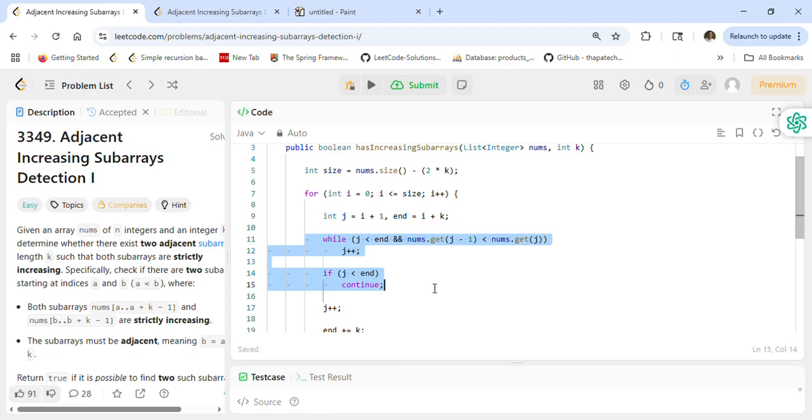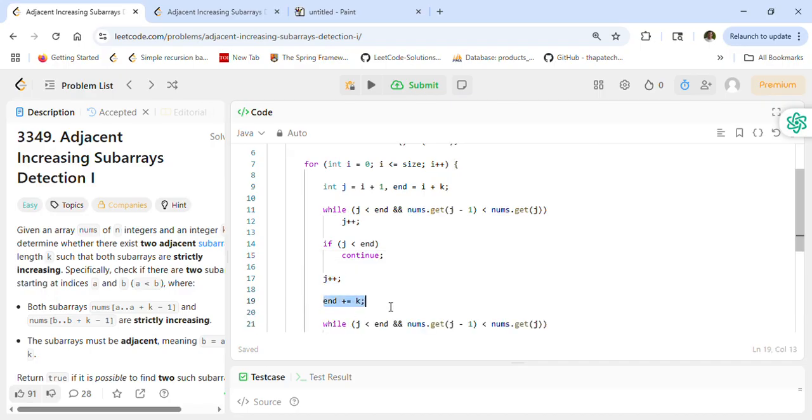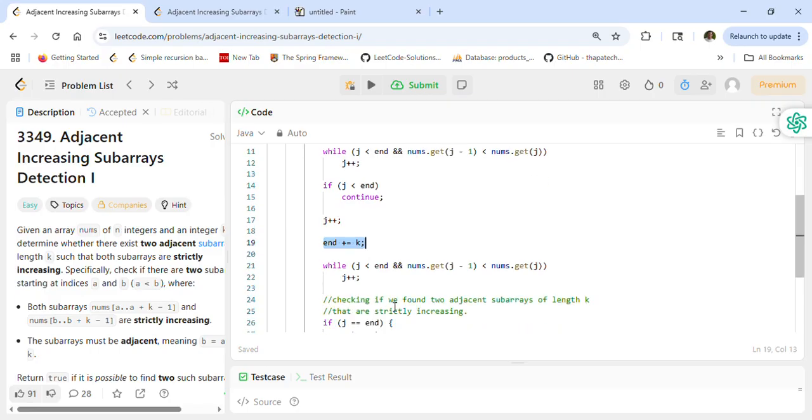Let's say it is strictly increasing, then you will come here, you will increment your j, and your end value should be end plus k value, right? It means that your first sub array you found now, basically when you are reaching here, it means that you found your first sub array strictly increasing. Now what you want to check for the second one now, right? The second sub array of length k you want to check if it is strictly increasing, right? Okay, so that's what we are doing here.